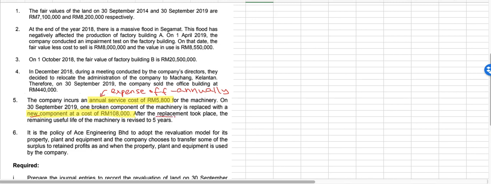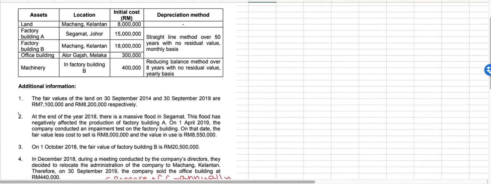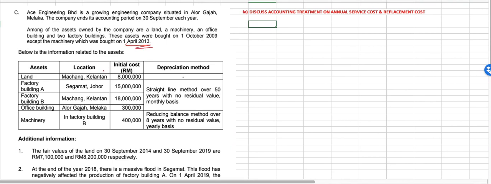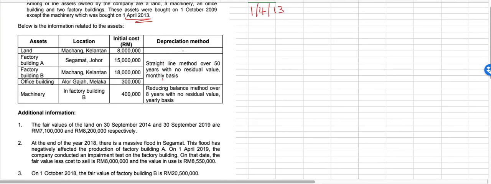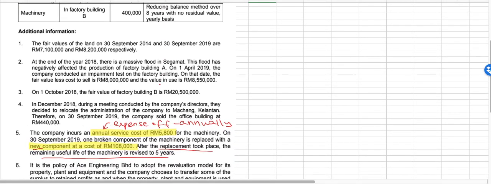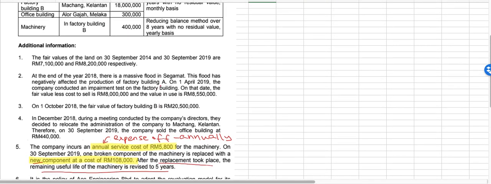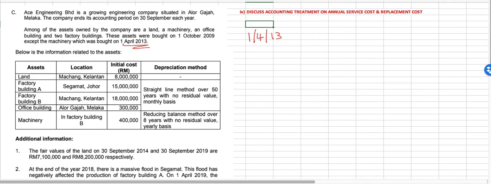The question says that after the replacement took place, the remaining useful life of the machine is revised to 5 years. So we need to check whether there is an increase in the remaining useful life of the machine. The machine was bought on 1st April 13, and the new component was replaced on 30th September 19. The estimated useful life is 8 years, and on 30th September 19 the remaining useful life is 5 years.